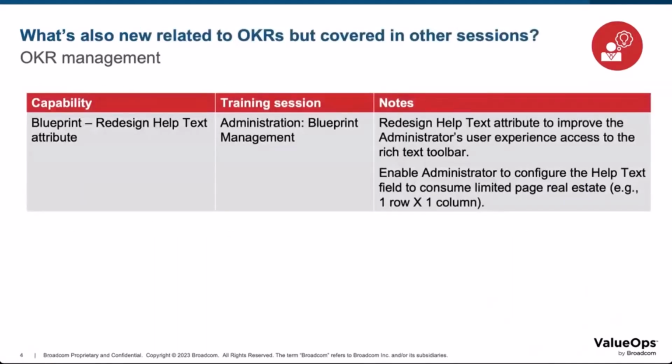Then the last thing I want to cover today is the update to our help text attribute that is available, configured via the blueprint. We did some redesign for the administrator to improve the access to the rich text capabilities and also allow the administrator to determine how much or how little real estate is actually dedicated to this help text area from an end user perspective. All right, so that is a platform capability, but I'll talk about it in the context of OKRs. So let's shift gears to the Clarity application and the demo of these new capabilities.